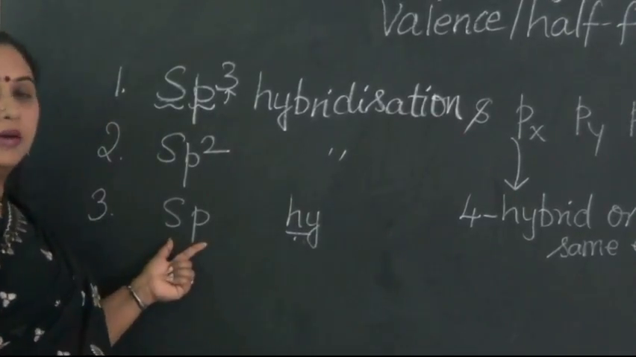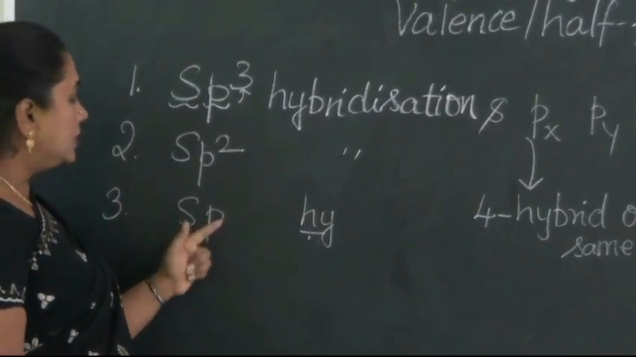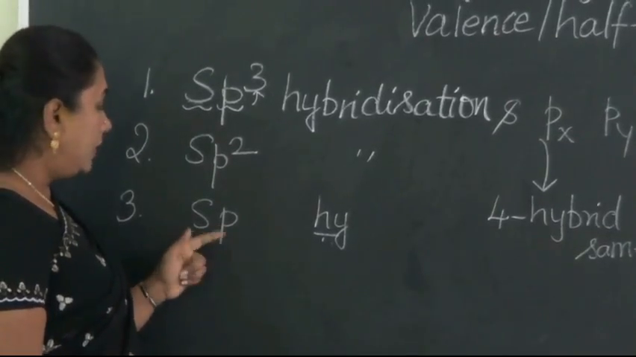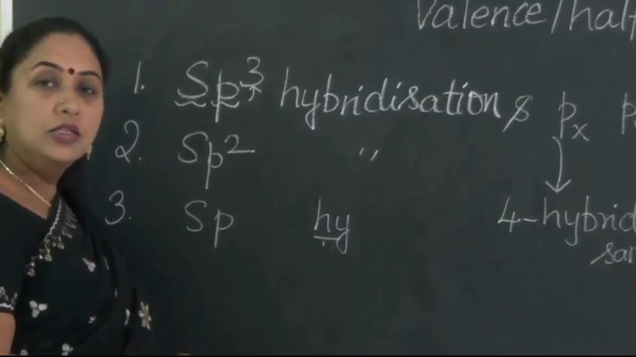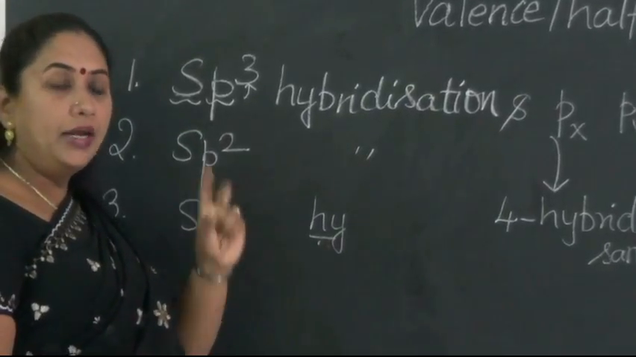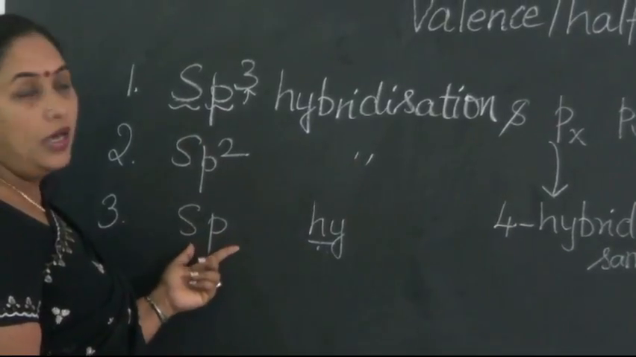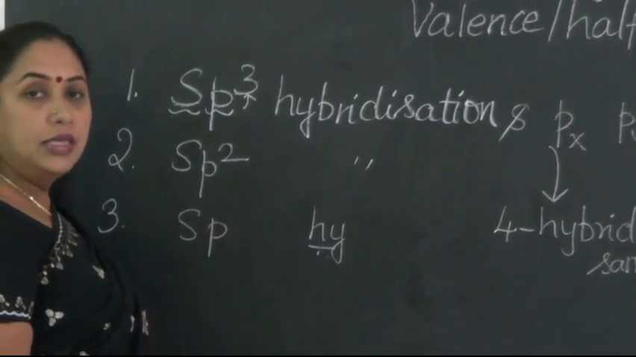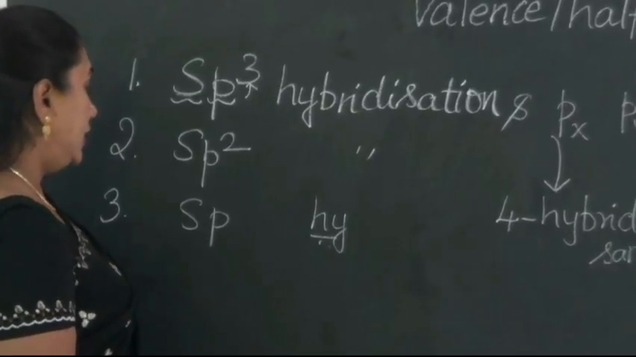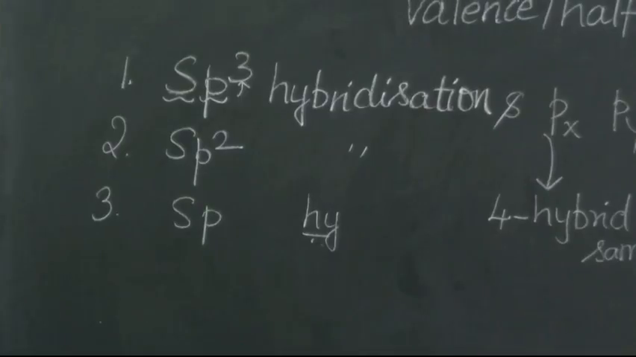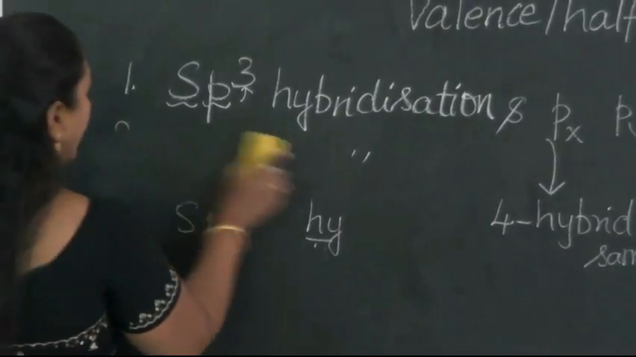Similarly, in sp hybridization, there is involvement of 2 atomic orbitals, one s orbital and one of the p orbitals. So how many hybrid orbitals will be obtained? 2 hybrid orbitals will be obtained, and both the hybrid orbitals will have the same amount of energy. By saying that, let's continue with the concept of sp3 hybridization.